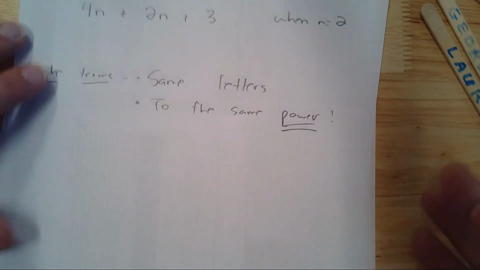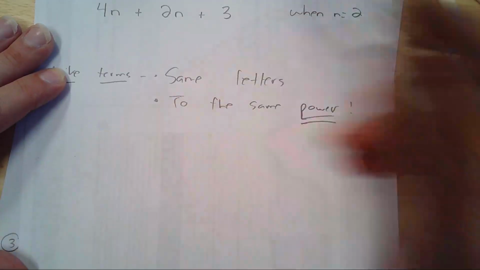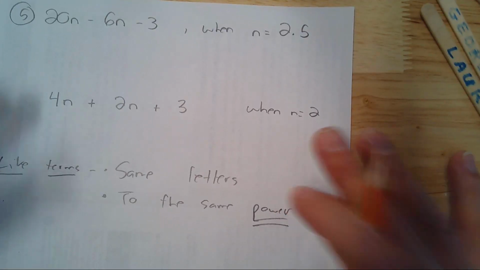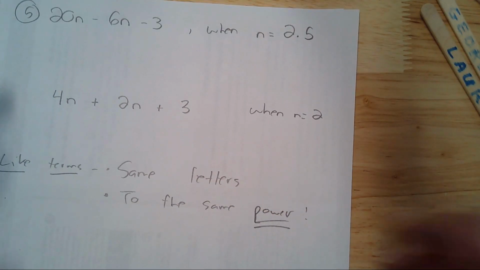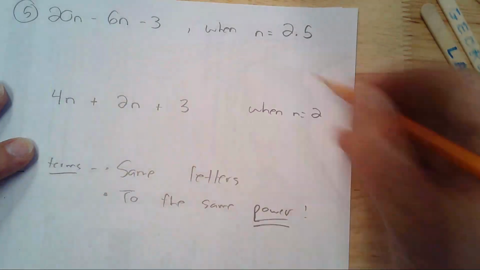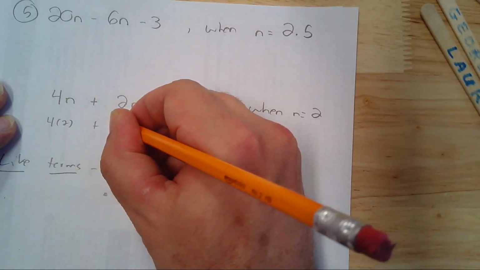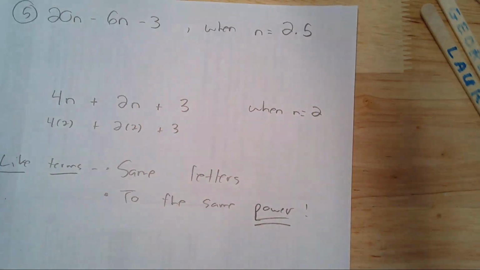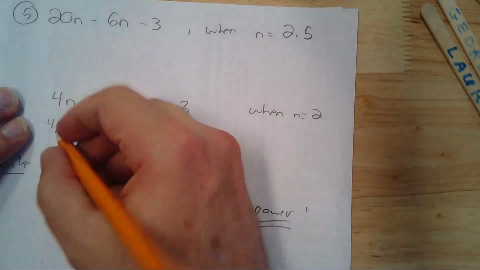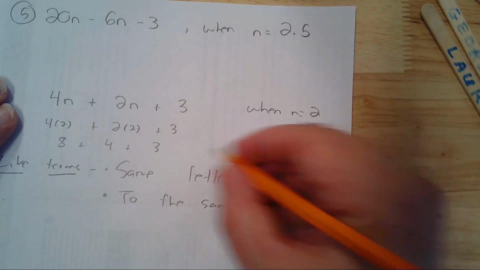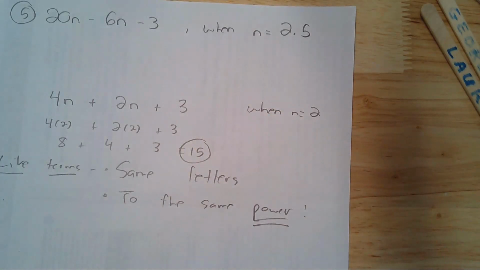You don't have to write this down here, but I'll come back to it. Let's go back up here. So now we know, same letters, same power. So could I solve this by plugging this in here, n equals 2? So I'd have 4 times 2, plus 2 times 2, plus 3. 4 times 2 is 8, use PEMDAS. 2 times 2 is 4. 8 plus 4 plus 3, the answer is 15. Would you agree with that statement? The answer is 15.